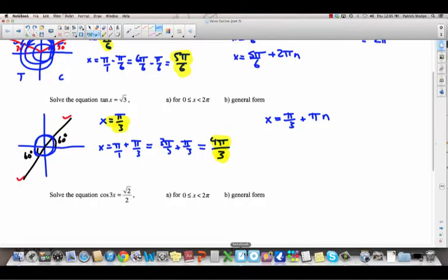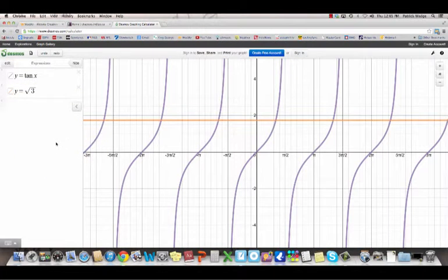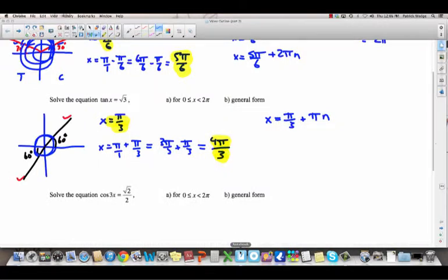Well, let's start with a graphing calculator again. So we're going to graph tan x equals root 3. Okay, there's all the places where they cross each other. Now remember, we're only interested in where they cross each other between 0 and 2 pi. Our answer is at pi over 3 and 4 pi over 3. Is that what we got? Yes, pi over 3, 4 pi over 3. We know we have it right.